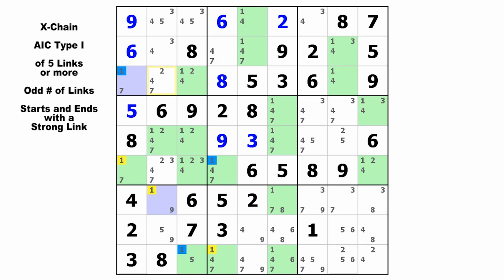Okay, that's going to do it for these X-chain examples, so I hope you all have a clear understanding of how they work now. But before we wrap up today, I want to touch on continuous loops for a moment.